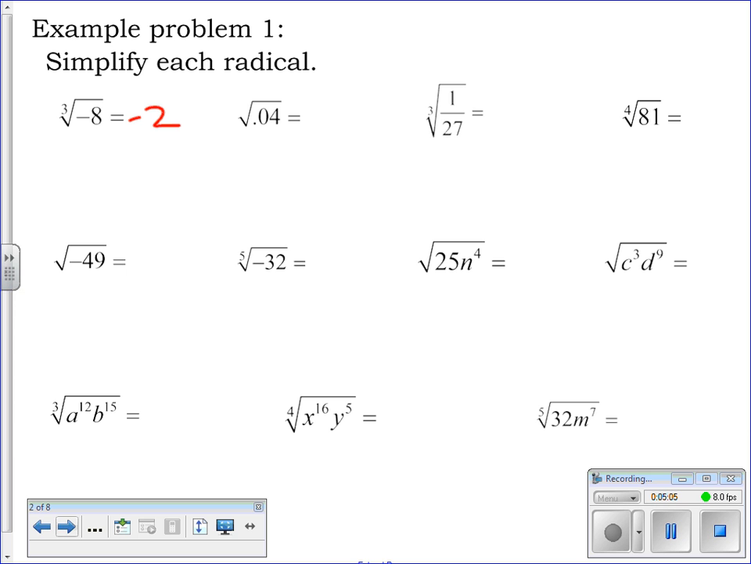Square root of 0.04. Okay. 4 is a perfect square, right? So what's the square root of 4? 2. How many numbers do I have after the decimal point? 2. When I take the square root, the number of numbers after the decimal point is going to be half of that. Always. If I had 0.0004, it would be 0.02 as my answer. Half the number of decimal places. 2 decimal places means I'm going to have 0.2. Yes?